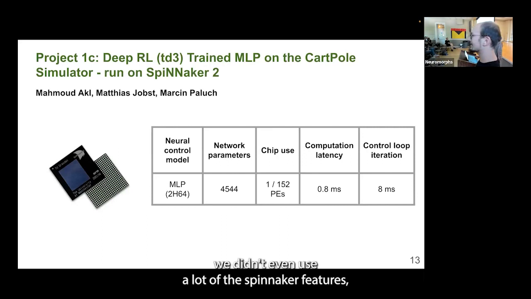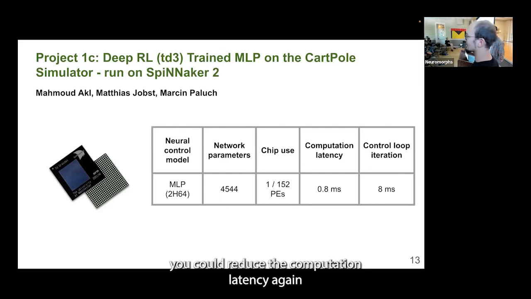However, we didn't even use a lot of the Spinnaker features. We did not use any of the accelerators for that. This was C code. If you use the matrix multiplication accelerator, you could reduce the computation latency again by a factor of 5 to 10 at least. Or you could run much bigger networks in the same time.